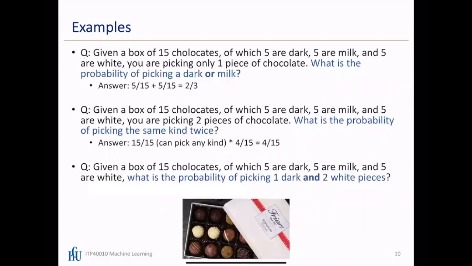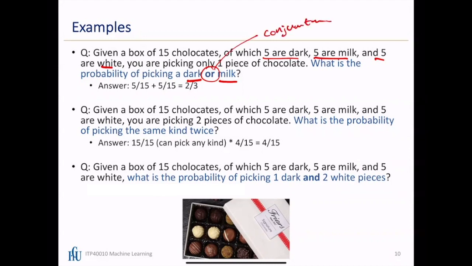And moving on to a different example. You are given a box of 15 chocolates, and out of them 5 are dark, 5 milk, and 5 white. You want to pick only one of the chocolates. What is the probability of getting dark or milk? So this is the question. And again, you have "or" in between, so this is a conjunction.